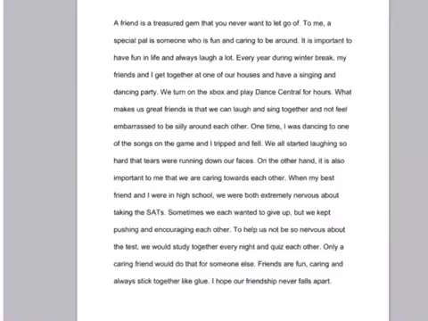So I started off by saying a friend is a treasured gem that you never want to let go of. To me, a special pal is someone who is fun and caring to be around. So this sentence right here, to me, a special pal is someone who is fun and caring to be around. That's my main idea sentence that I pulled from that top triangle.